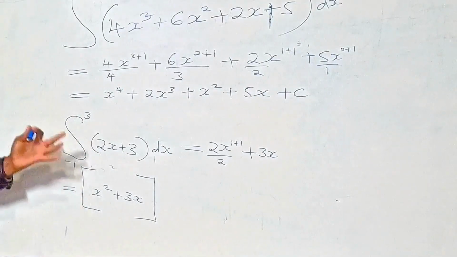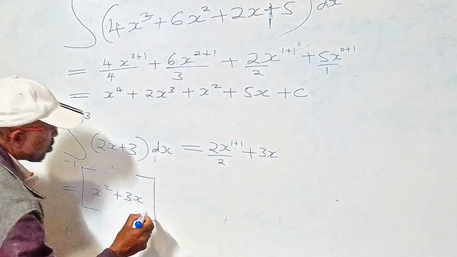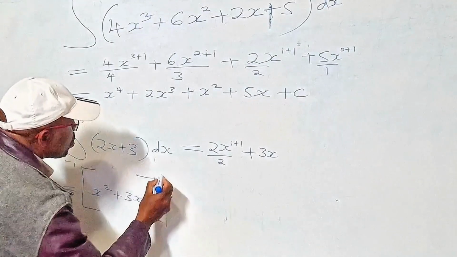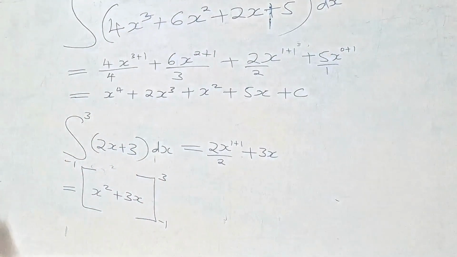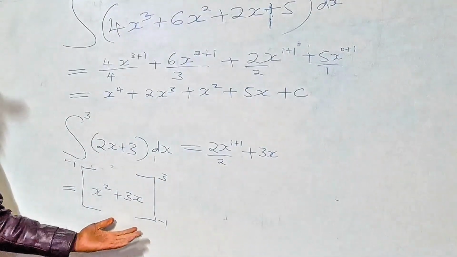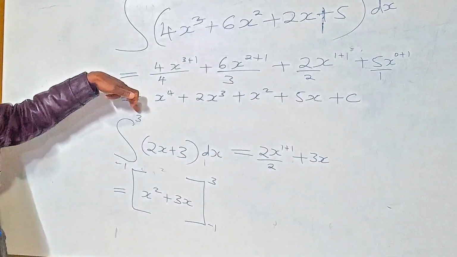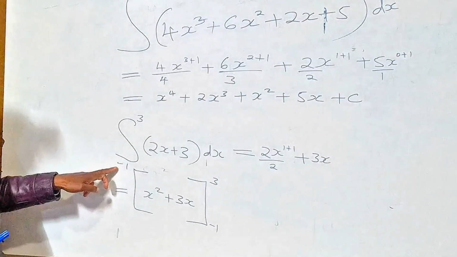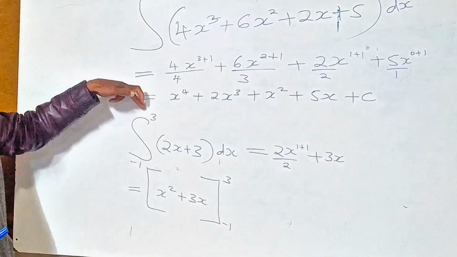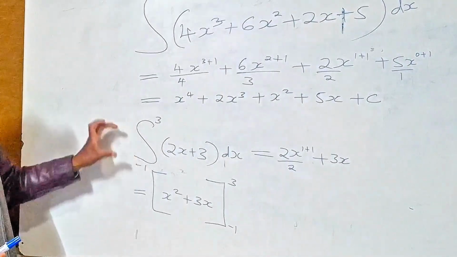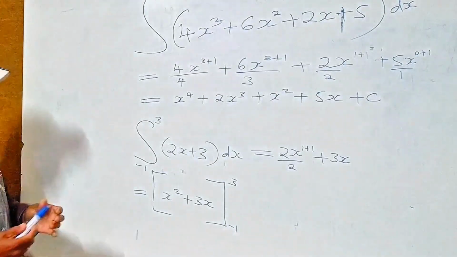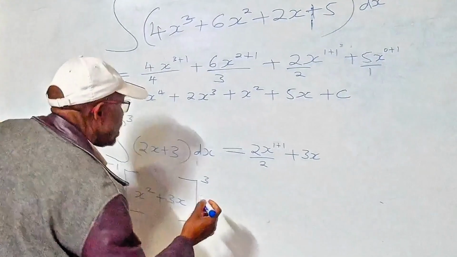We'll have the range starting from -1 to +3. Then we need to substitute. We substitute because the highest limit is 3, the lowest is -1. So we take the highest, we subtract the lowest so that we get the integral that is there in between.